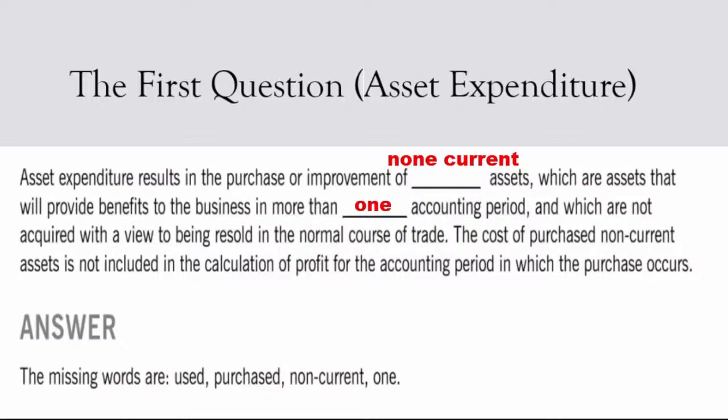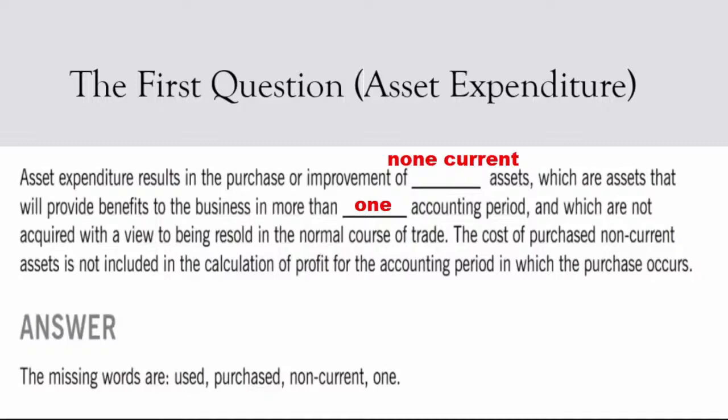For example, if a bakery buys a new oven, that oven might be used daily for 5 or more years to bake products. So, in simple terms, asset expenditure is about long-term purchases that support the business for years, not just the current accounting period.